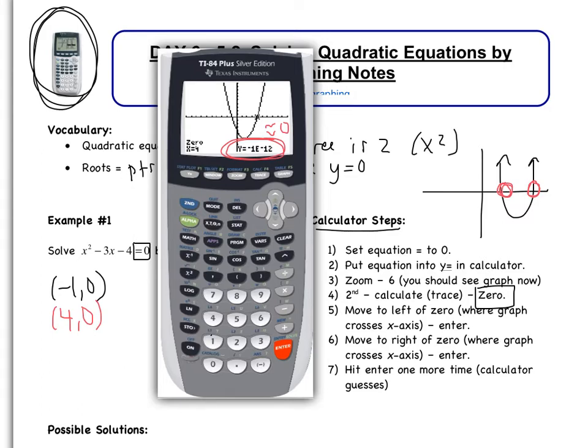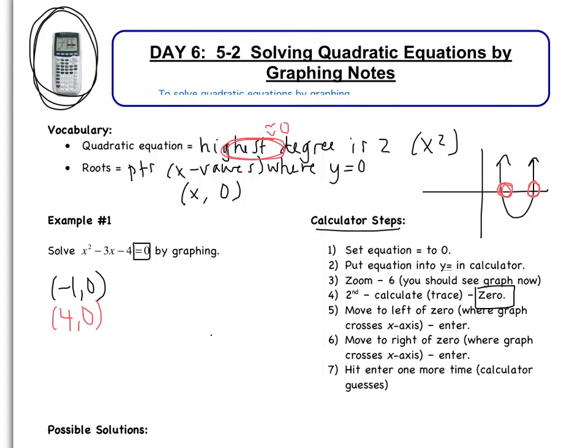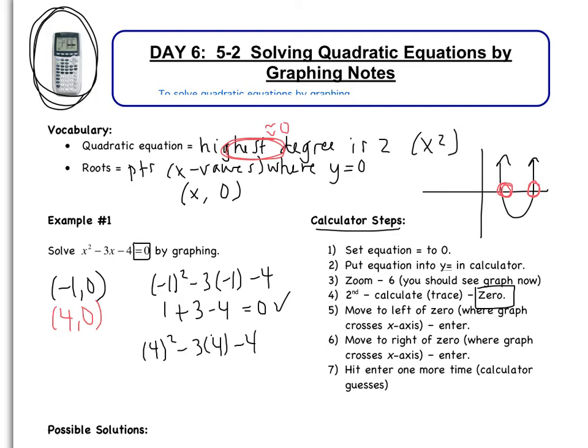Okay, now just to check these so that you believe me, if I substitute those x values in, I should get 0. So I have negative 1 squared, subtract 3, multiplied by negative 1, subtract 4. So this is 1, add 3, subtract 4, which gives me 0. And then if I substitute in 4, I should also get 0. So 4 squared, subtract 3, multiplied by 4, subtract 4. So this is 16, subtract 12, subtract 4, which equals 0.